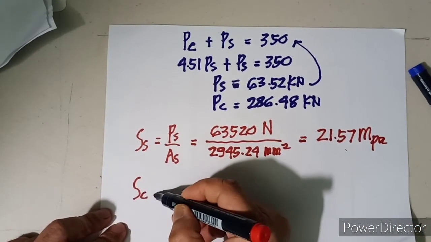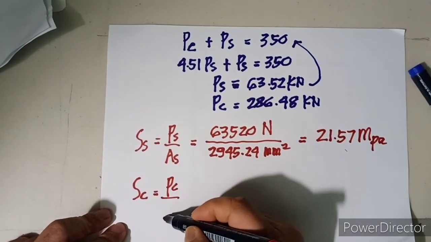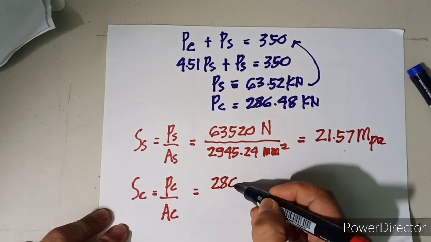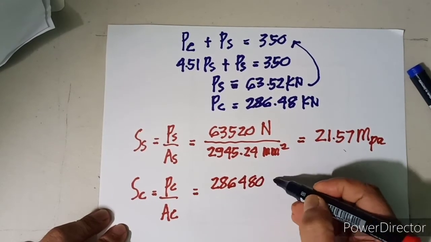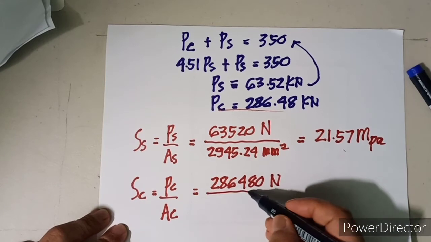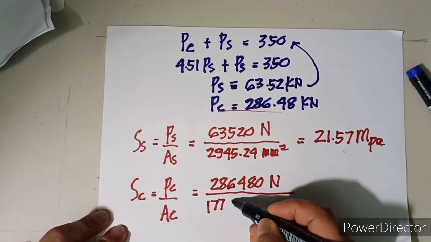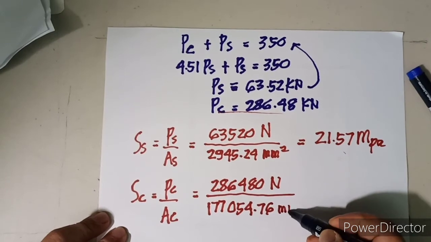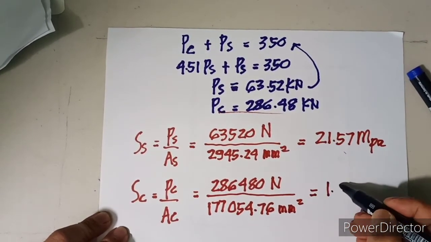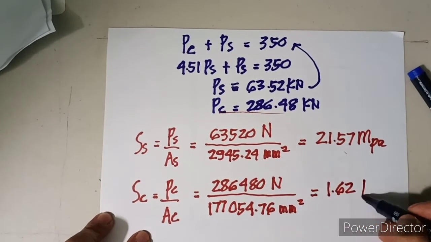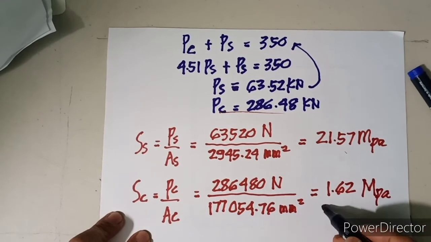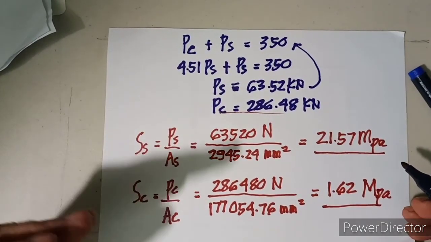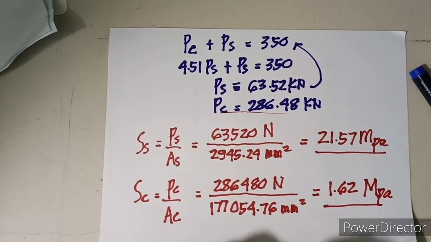The stress for concrete is the same thing. The force of the concrete divided by the area of the concrete: 286,480 newtons, from kilonewtons, divided by the area of 177,054.76 millimeter squared. That gives you an answer of 1.62. Newton per millimeter squared is megapascal. So I hope you understood how to solve the first problem, combining the equation of equilibrium, which is summation of force vertical, together with the elastic deformation. Thank you very much.